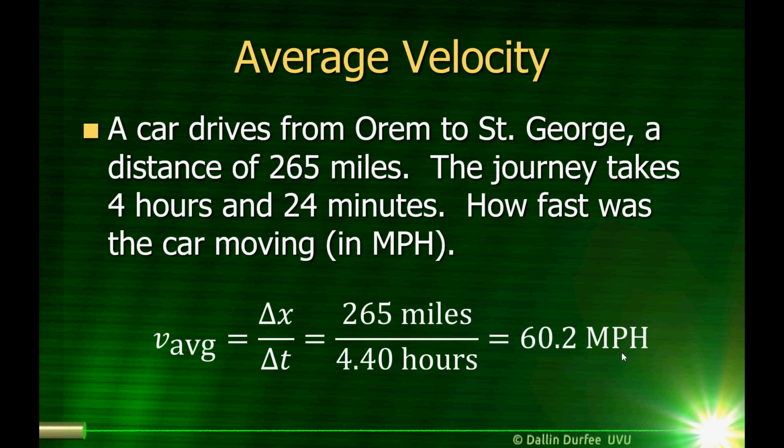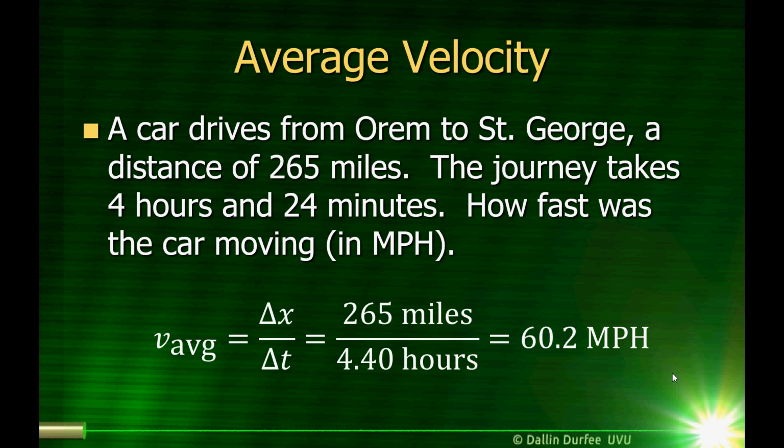Let's think about velocity. Velocity is something that most people have some understanding for. So imagine that a car drives from Orem to St. George, a distance of 265 miles. The journey takes 4 hours and 24 minutes. How fast was the car moving in miles per hour? Well, the average velocity is just how far we went divided by how long it took. 256 miles divided by 4.40 hours. So the average velocity on the trip is 60.2 miles per hour.